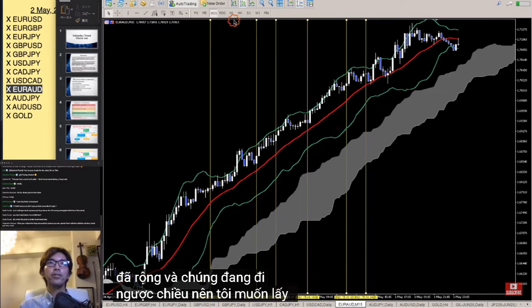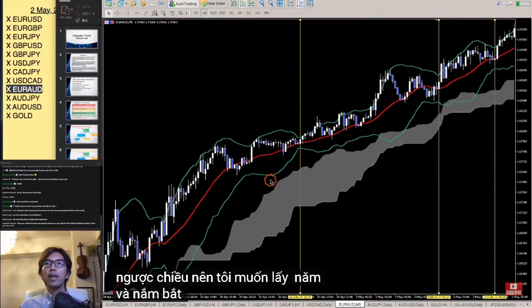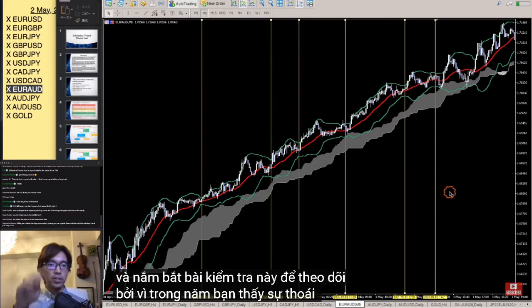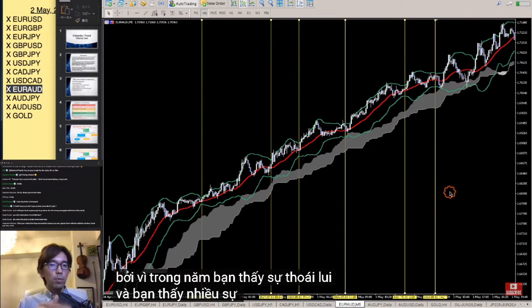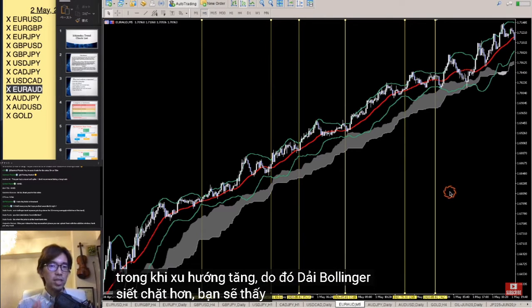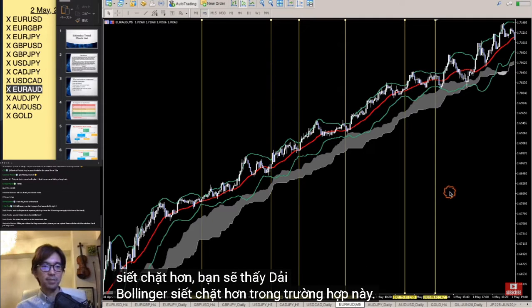So I would prefer to take 5 and capture this squeeze to take trades, because in 5 you see the retracement and you see more consolidations, right, while uptrend. So the Bollinger Band squeezes more. You will see Bollinger Band squeeze more in this case.